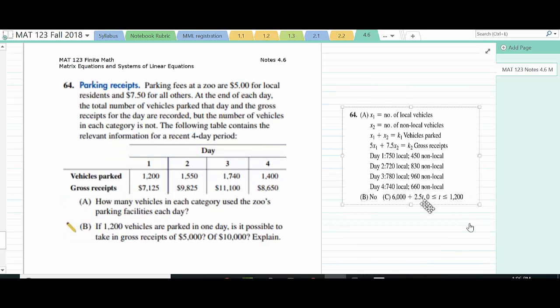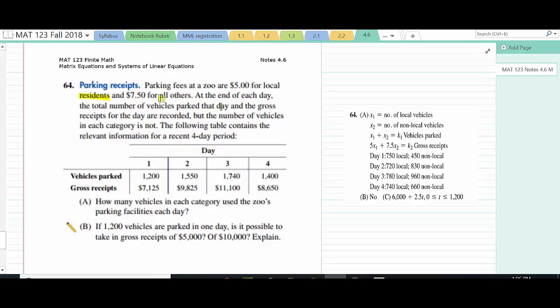If you've got your matrix equation down okay, then I just mainly want to set these things up. I'm not going to do these on the calculator here, okay? So what this problem says is the parking fees at the zoo are $5 for local residents, and there's two key things here, and then it's $7.50 for all others.